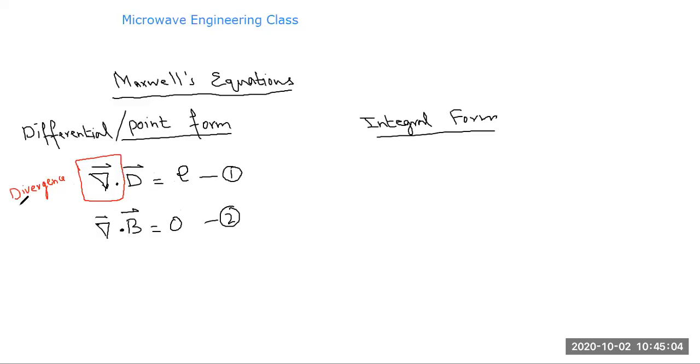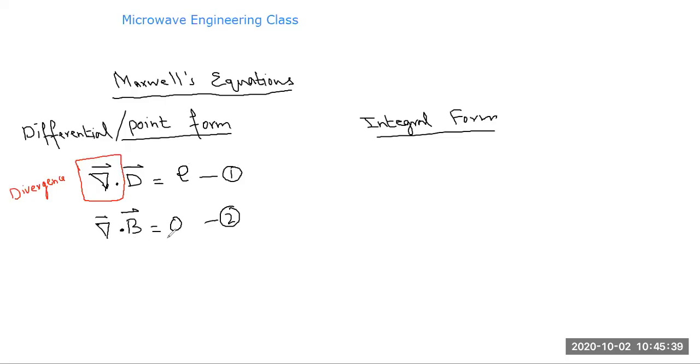So this divergence means that something is coming out or something is going towards some point. And what is at that point? There is a charge at that point. So whenever there is a charge, there will be either outward electric field or inward electric field. This is the meaning of the first equation. So this tells us that if there is no charge at a point, then there will be no electric field coming out or going towards that point.